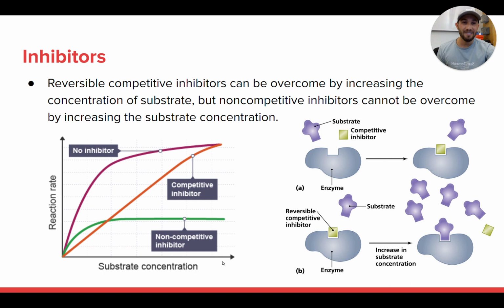I hope that kind of makes sense, and the difference between competitive and non-competitive inhibitors, and how the concentration of the substrate can overcome competitive inhibitors, but not really overcome non-competitive inhibitors from affecting the enzyme and its activity. But that's basically it for topic 2 here.